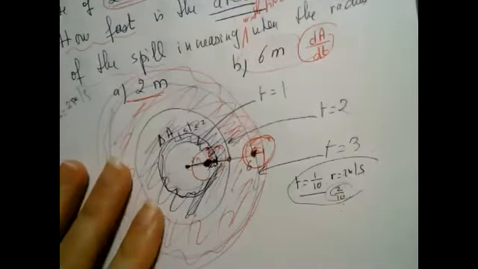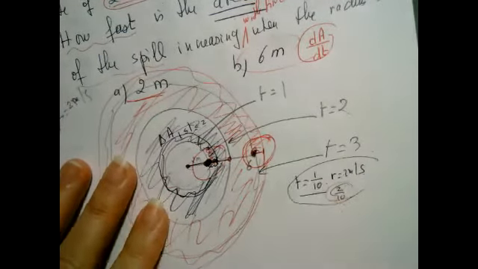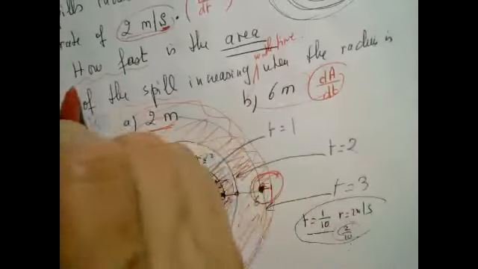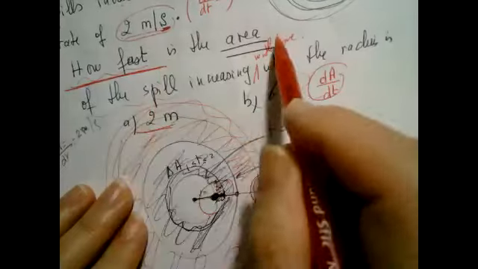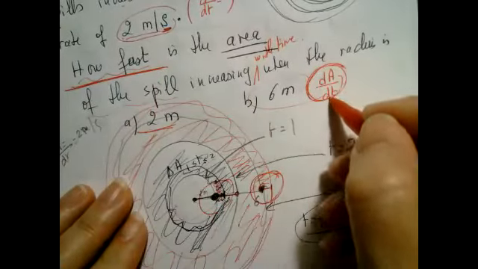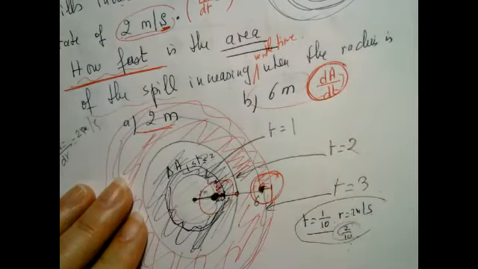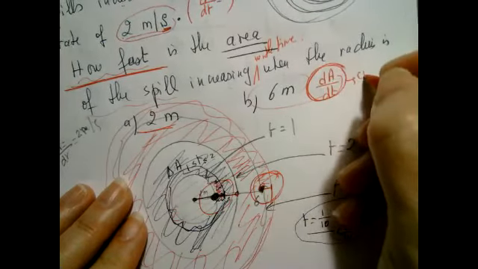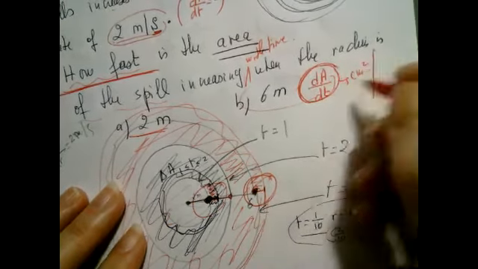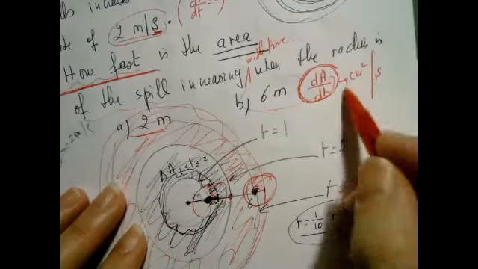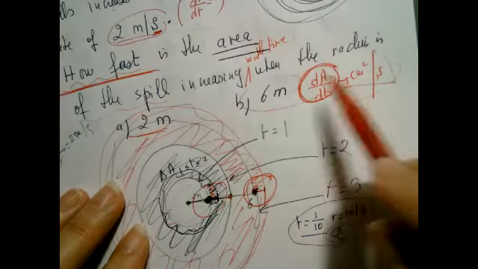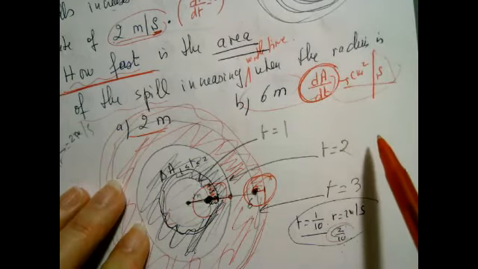So the question is, how fast is the area of the spill increasing with time? Any question that asks you how fast is the area increasing with time is a question about the derivative of the area with respect to time. Because the unit here is going to be a unit of area, centimeters squared, per unit of time, which is seconds. That's the unit of how fast things are changing, how much per second the area changes.